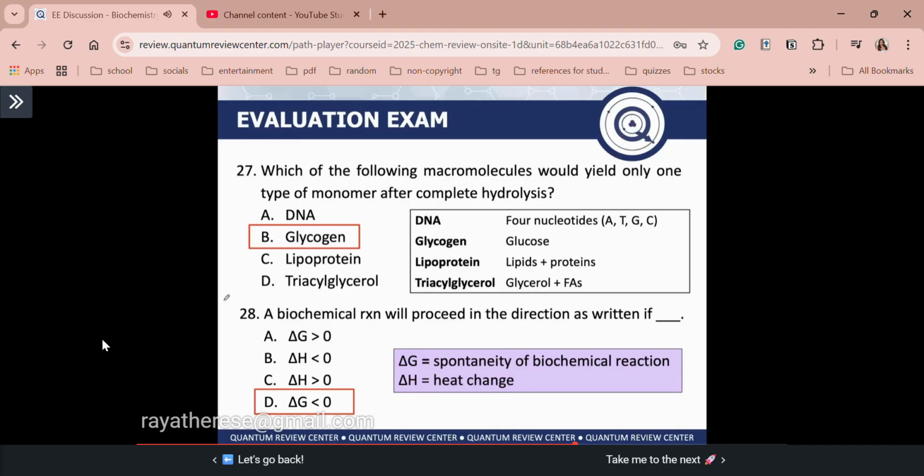Okay, class, again, delta G or Gibbs free energy change is for spontaneity. Delta H is for heat change. Okay, so let's proceed with our next item.